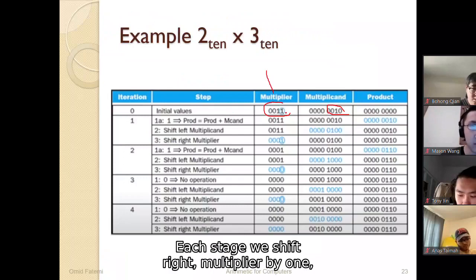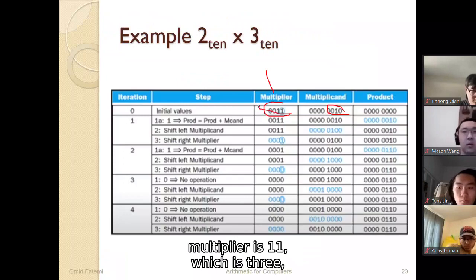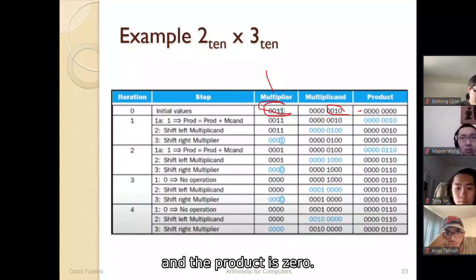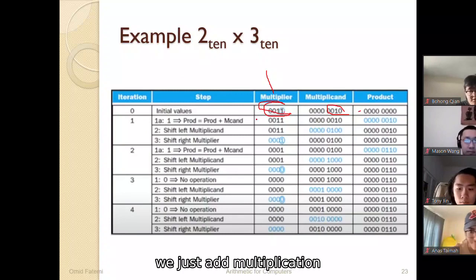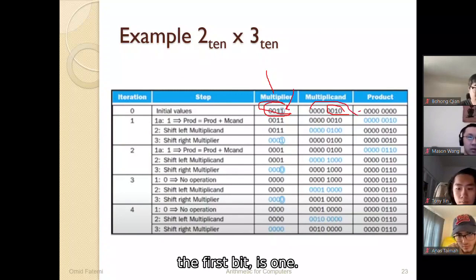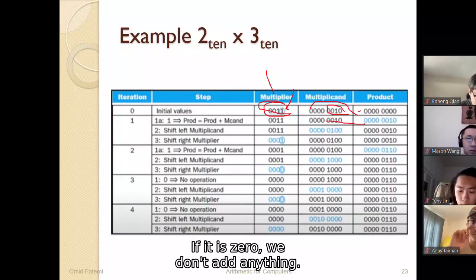At each stage we shift right the multiplier by 1, and we shift left the multiplicand by 1. So the first initial values: the multiplier is 1, 1, which is 3, and the multiplicand is 1, 0, which is 2, and the product is 0. The first thing we look at is the first bit, which is 1. Since it is 1, we add the multiplicand to the product. If it is 0, we don't add anything.